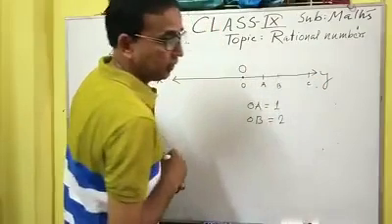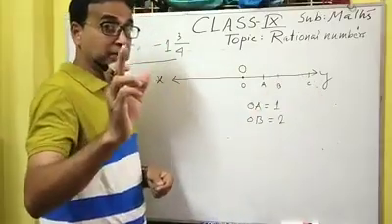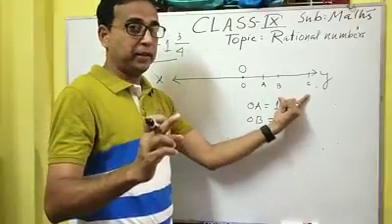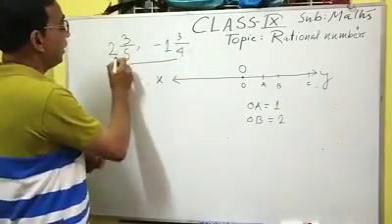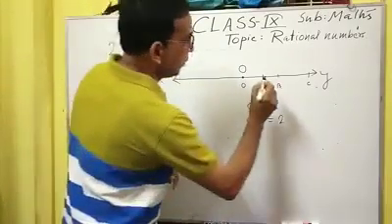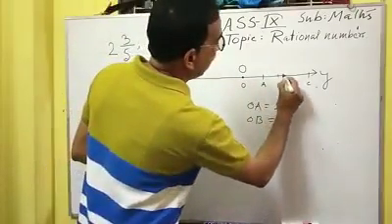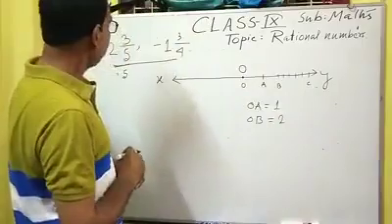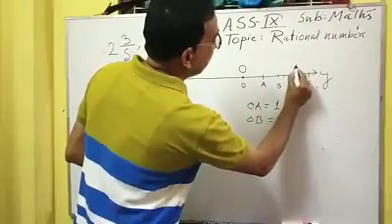the unit BC has to be divided into 5 equal parts, since the denominator of the rational number is 5. So we have to divide the unit BC into 5 equal parts. 1, 2, 3, 4, 5. Then 1, 2, 3. This is P.